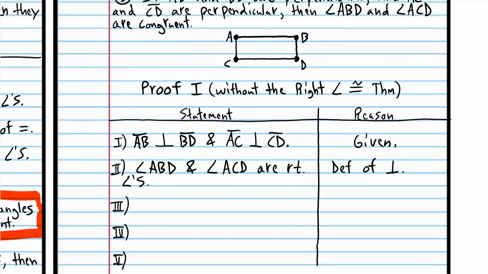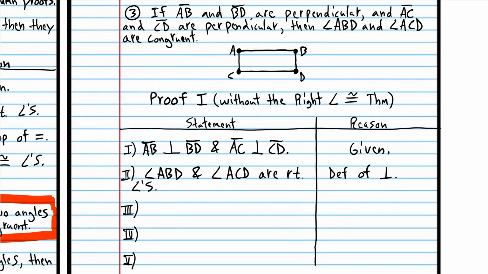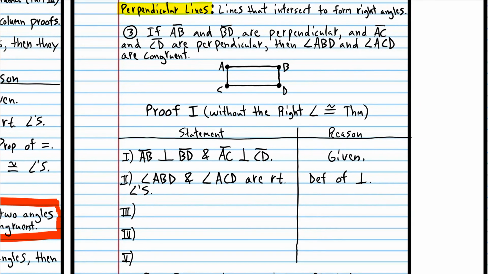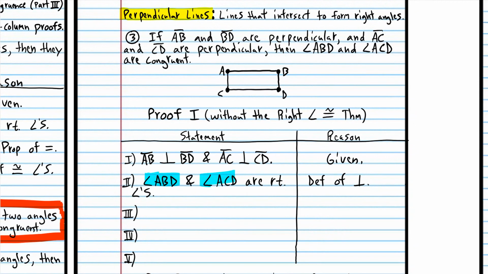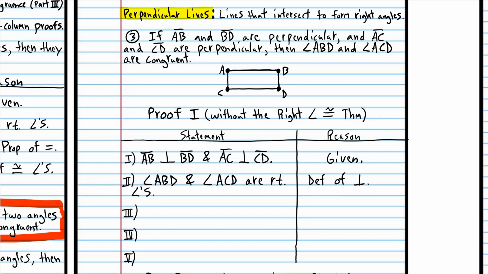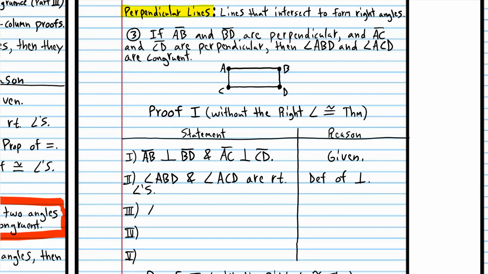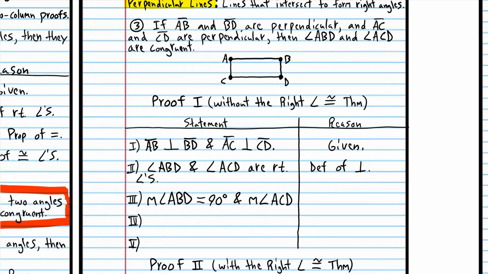All right, so now, just to go back and make sure you understand what's going on here, we're trying to show that these angles are congruent. We've already proven that they're right angles. So angle ABD, we know it's a right angle, so the measure of angle ABD must be equal to 90 degrees. And the measure of angle ACD must be equal to 90 degrees also.